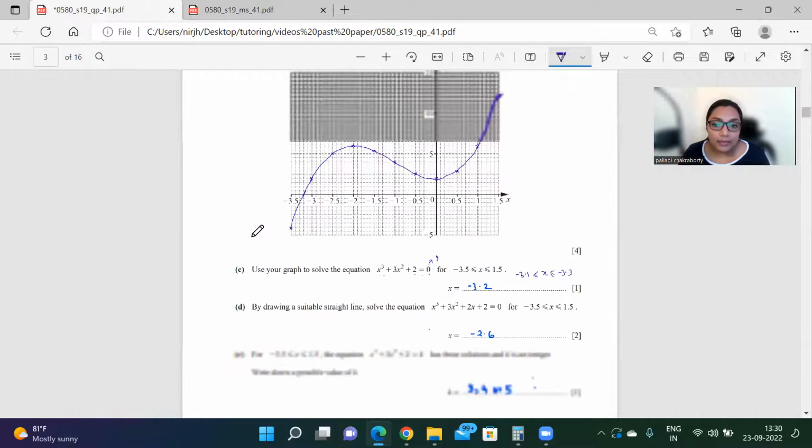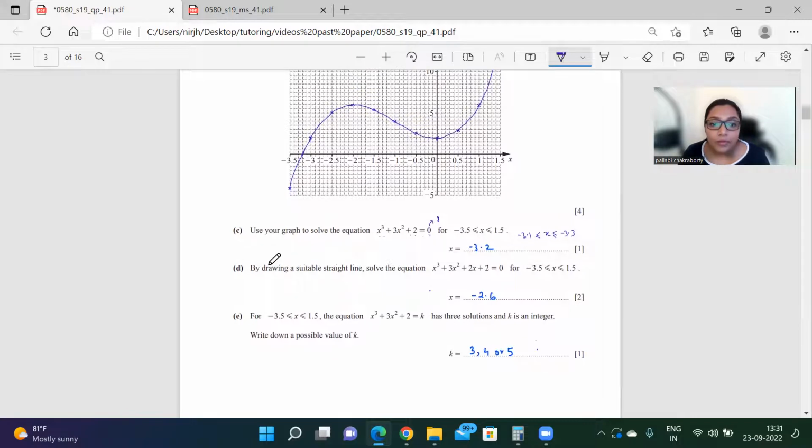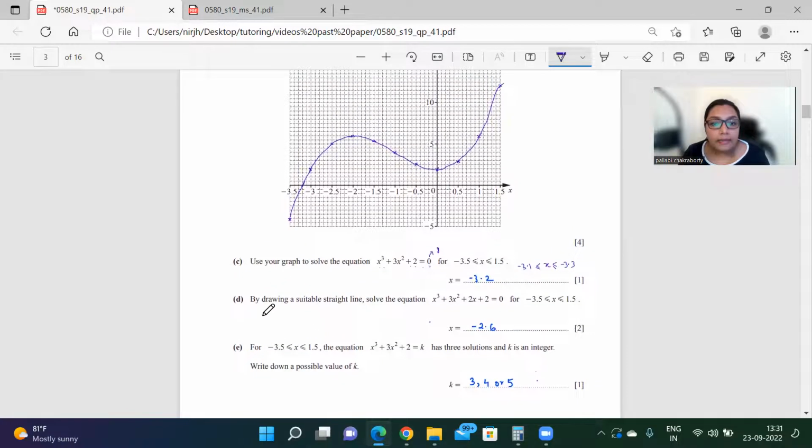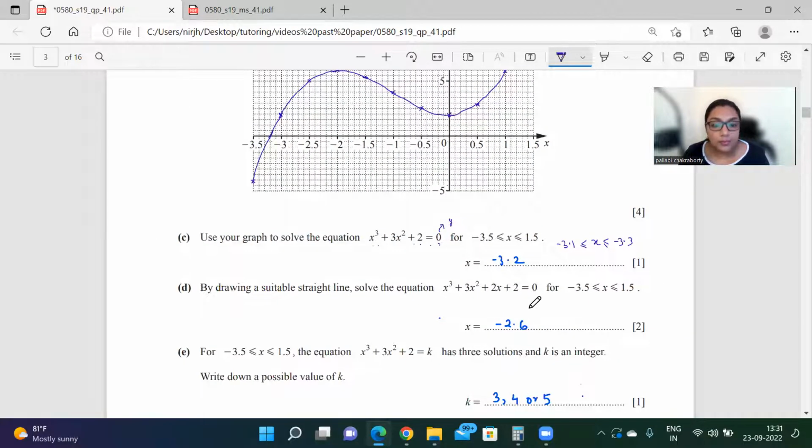Now, the next part. Now starts the tricky part, right? So it says that you have to draw a suitable straight line. And with that straight line, you have to solve the equation x cube plus 3x square plus 2x plus 2. That means the curve is already given and there is another straight line to solve the equation. So again, I will use the red ink over here to show what exactly we are doing. So you have the curve which is given as x cube plus 3x square plus 2. This is already given to you, the function. And it says by drawing a suitable straight line, solve the equation.